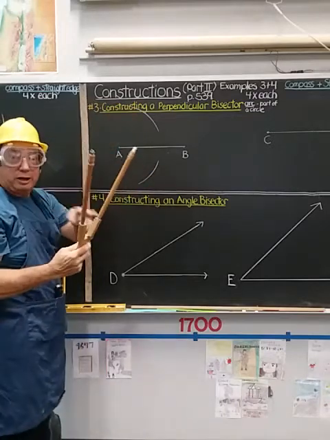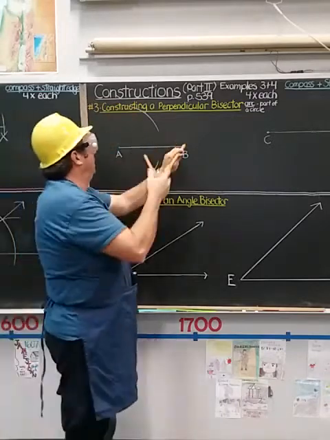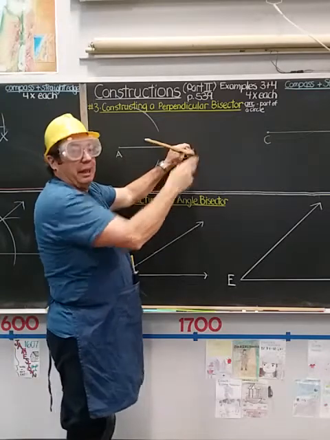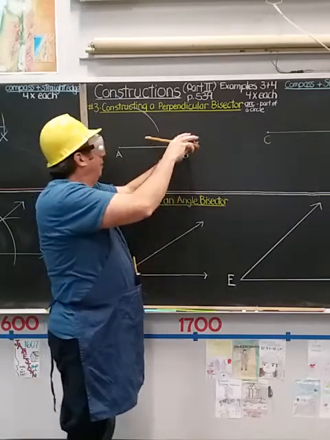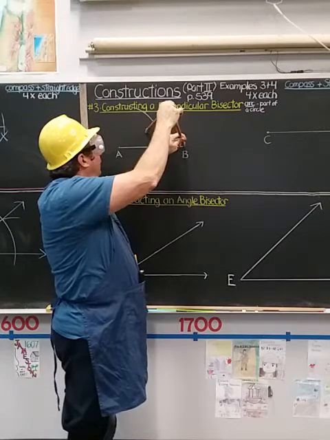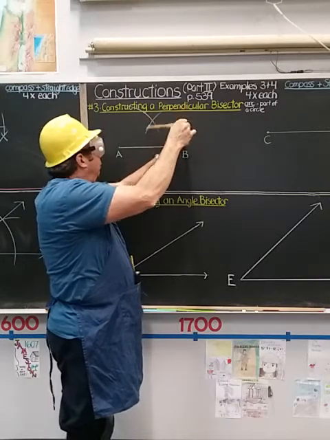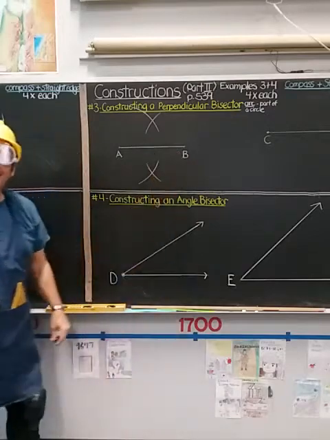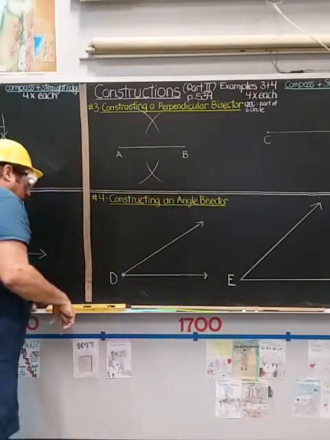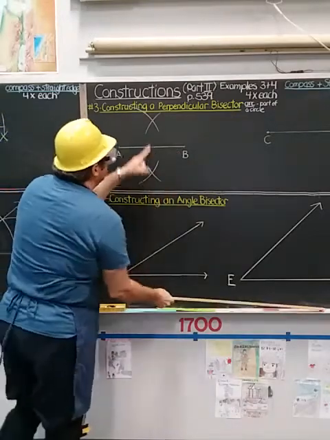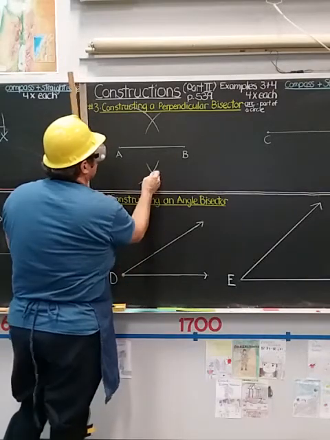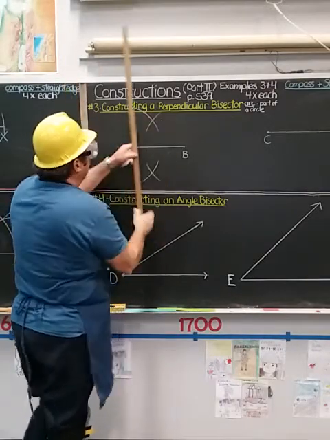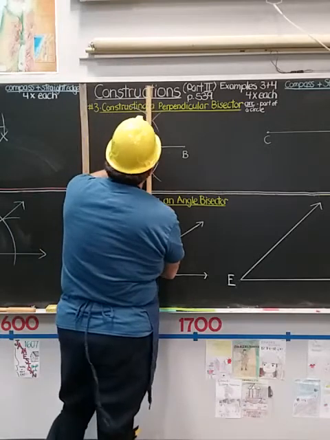Then without opening or closing my compass, I go to B. Put that point on the other endpoint B. I make, without opening or closing, an arc above and an arc below. All right? So I made arcs that intersected those other arcs above and below. Now using these two points where they intersect, I can draw another segment.